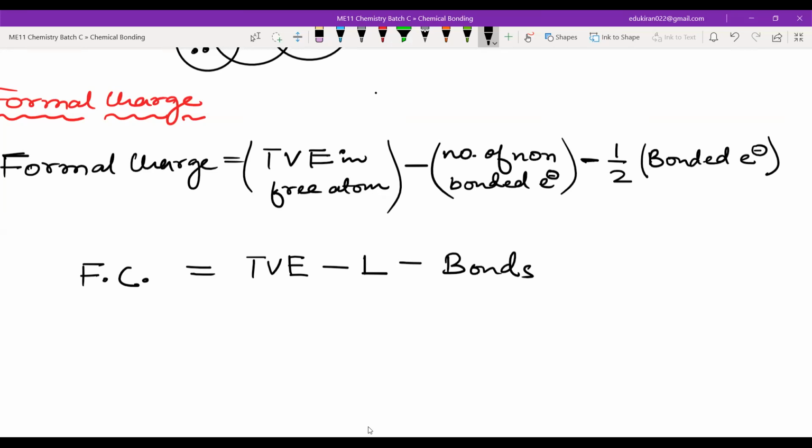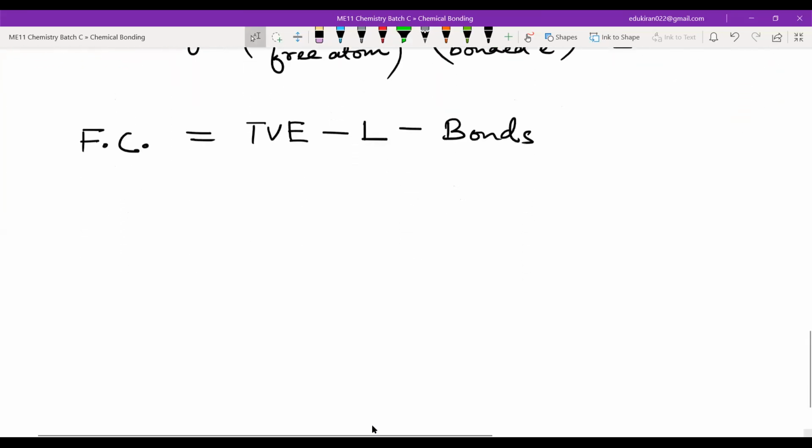Done, sir. Okay, so we will do this in the example of the O3 molecule. In the O3 molecule, we have oxygen, double bond, oxygen, single bond, oxygen. This oxygen has 6 non-bonded electrons, this has 4 non-bonded electrons, and sorry, 2 non-bonded electrons in the central atom.